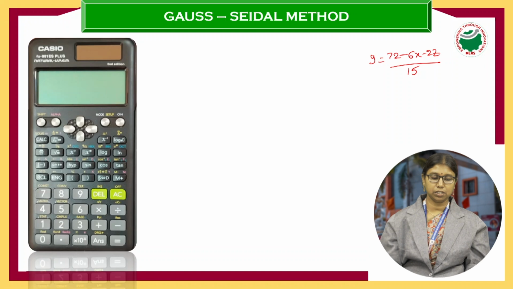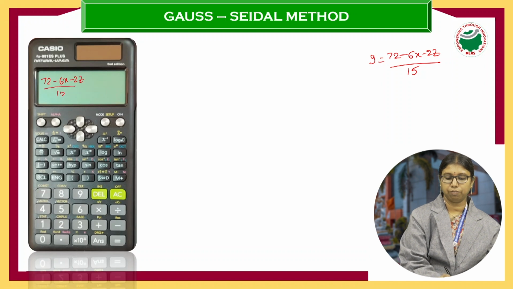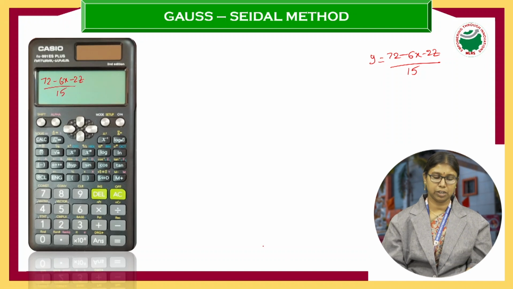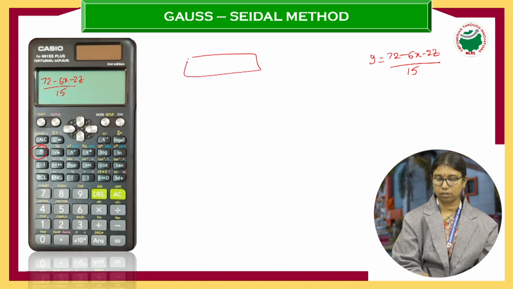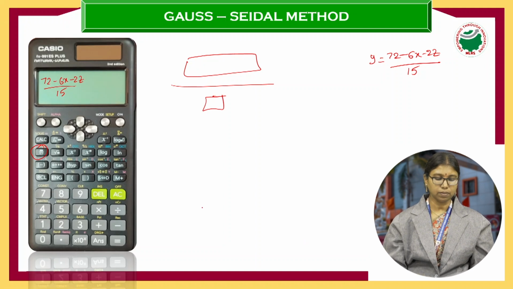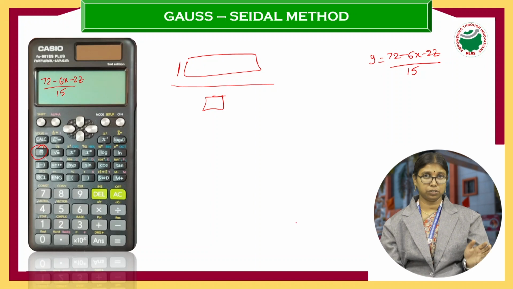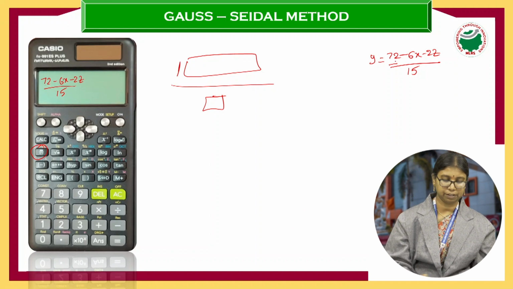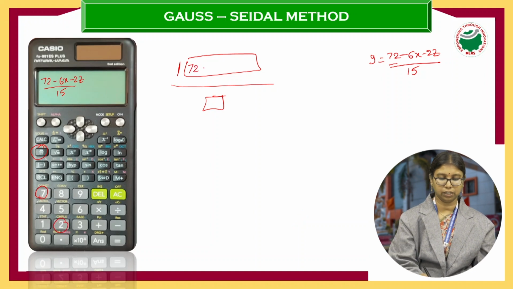Again, you enter the equation here. On the screen, we need 72 minus 6x minus 2z by 15. How will you get that? First, you press the fraction button. Then you will get the fraction symbol on the screen, like this. Then you enter the numerator value. Your cursor is here, so first you type the numerator value. Your numerator is 72. Just press 7 and 2, then you will get 72 here.